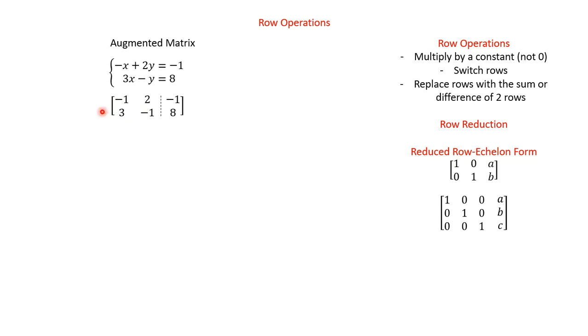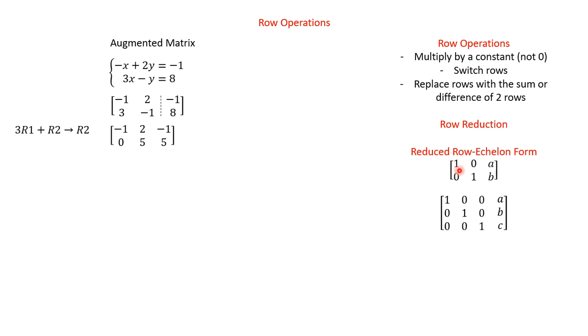How would we do that? We could multiply 3 times this first row and add it to the second row. And then we're going to replace the second row with that. So 3 times row 1 plus row 2, and it's going to go into row 2. So 3 times -1 is -3, plus 3 is 0. 6 plus -1 is 5, and -3 plus 8 is 5. So we replace the second row with this sum. Notice the top row stayed the same.